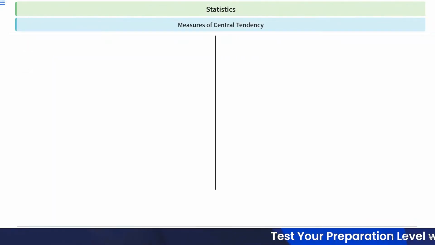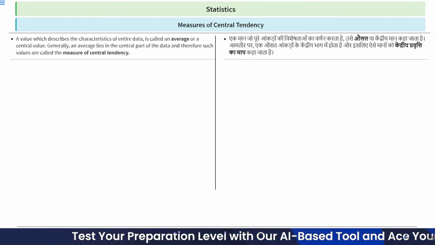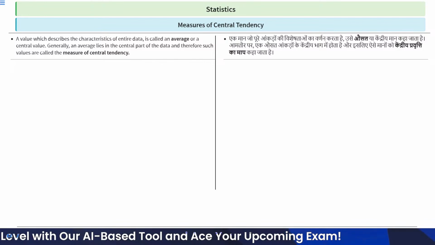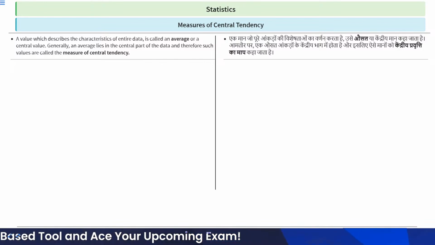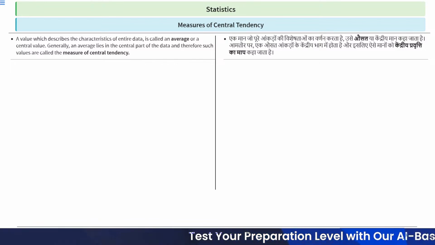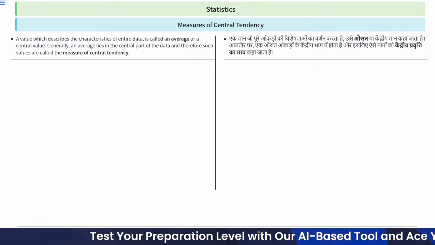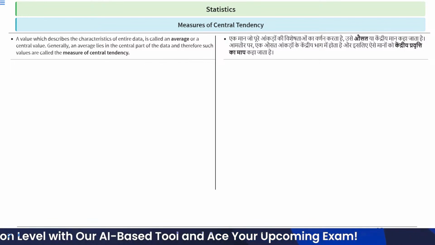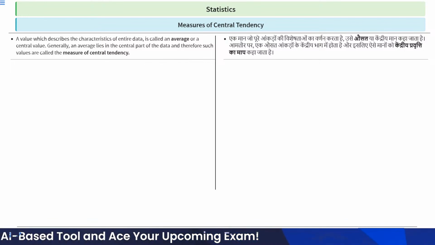So let us start with the section measures of central tendency. A value which describes the characteristics of entire data is called an average or a central value. Generally, an average lies in the central part of the data, and therefore such values are called the measure of the central tendency, right? Clear? So average is basically, suppose we have a data, clear? So average will lie on the central part of that data, right? Clear? And it is described as the characteristics of entire data, clear? Okay.